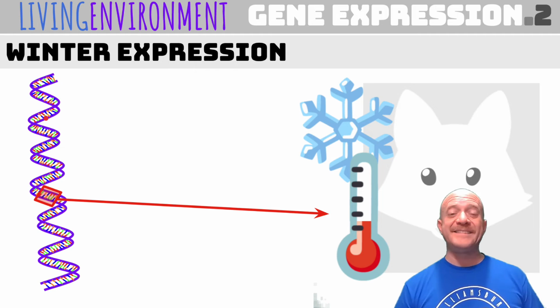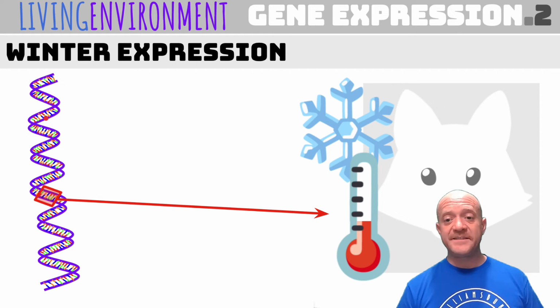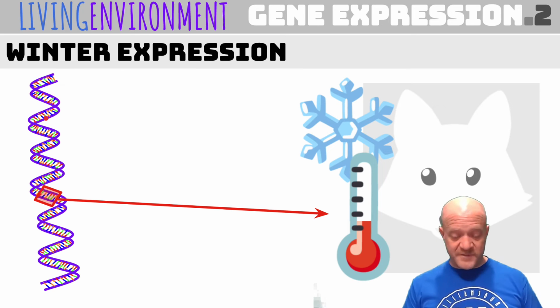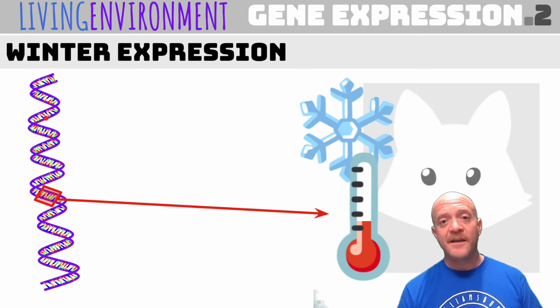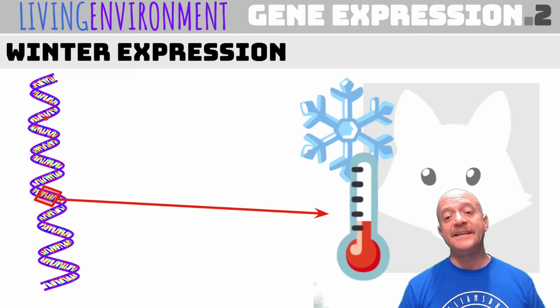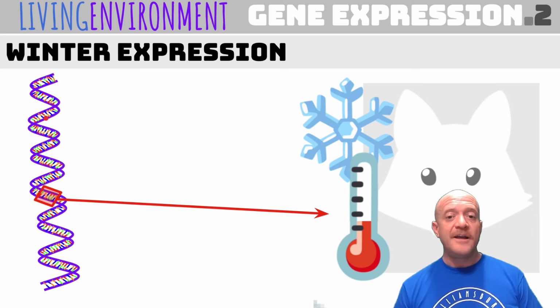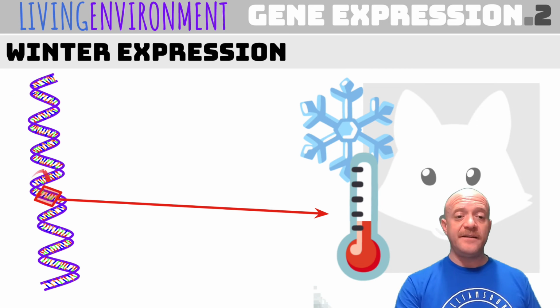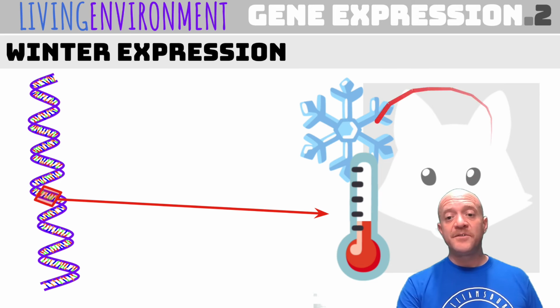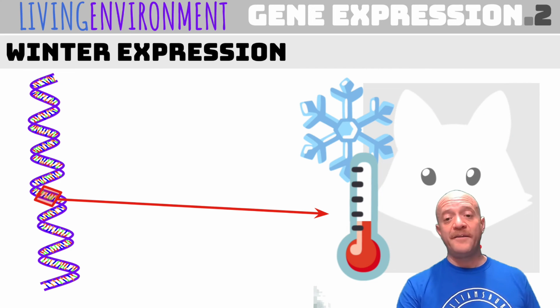Another example is temperature. So this represents an Arctic fox. Arctic foxes are found around the North Pole. And in the winter, it gets very cold and the snow forms a white blanket over the entire surface. So in order to camouflage, the Arctic foxes need to make white fur. So in the winter, the gene that makes the proteins for this white fur is turned on. So the foxes get a coat of white fur.